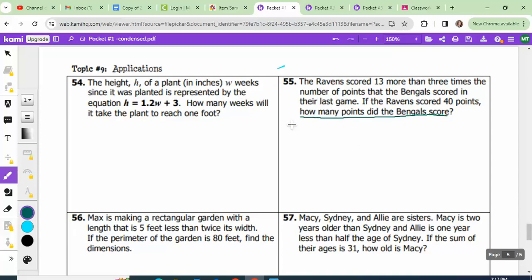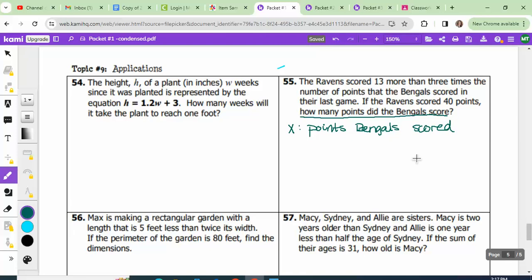So that is my variable. So I'm going to say X would be the points. The points the Bengals scored.